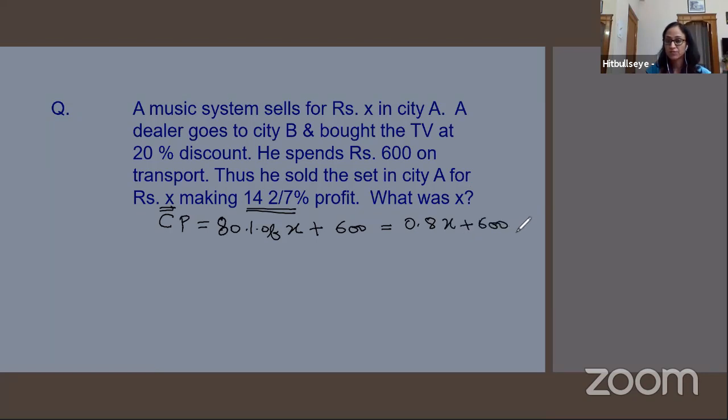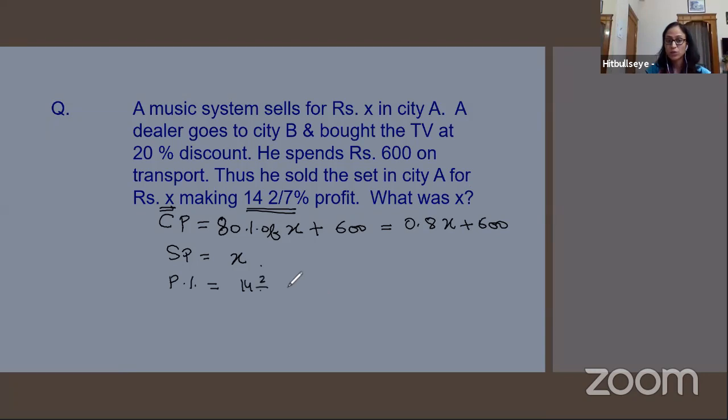Please tell me, any problem with this part? With the cost price part? Raja, please tell me, any problem till here? Okay, then the question said that he comes back to the city and sells it for rupees X. So selling price is equal to X. Got it till here?